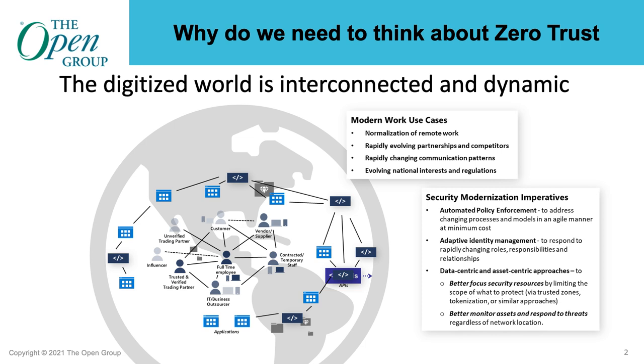We also have security modernization imperatives, a drive towards automated policy enforcement to address changing processes and models in an agile manner at a minimum cost. Adaptive identity management to respond to rapidly changing roles, responsibilities, and relationships. And then a large focus on data-centric and asset-centric approaches to better focus security resources by limiting the scope of what they protect, as well as better monitoring assets and responding to threats regardless of the network location. Overall, there's a need to honor well-established best practices while also challenging established assumptions that no longer work, such as an over-reliance upon your users being located on a specific physical network.